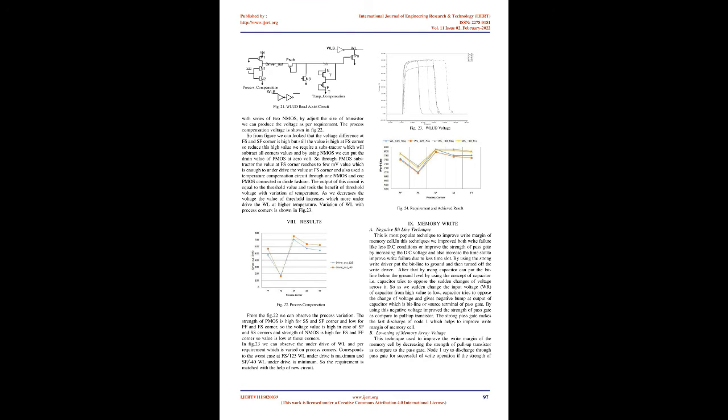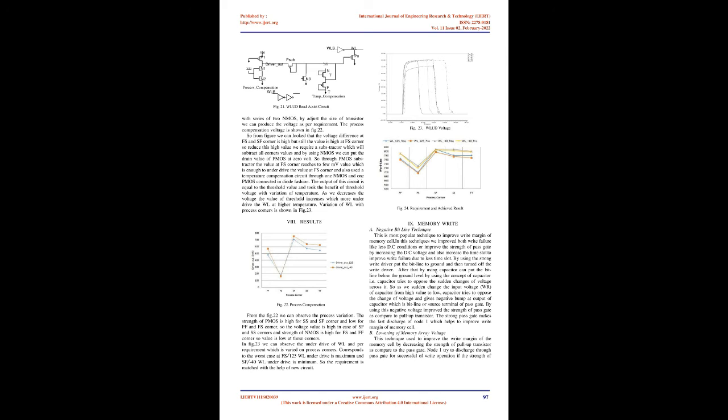Memory write. Negative bit line technique. This is the most popular technique to improve the write margin of a memory cell. In this technique we improve both write failures: those due to less DC conditions, by improving the strength of the pass gate through increasing the DC voltage, and those due to less time slot, by increasing the time slot. By using a strong write driver, put the bit line to ground and then turn off the write driver. After that, by using a capacitor we can put the bit line below the ground level, using the concept that a capacitor tries to oppose sudden changes of voltage across it.